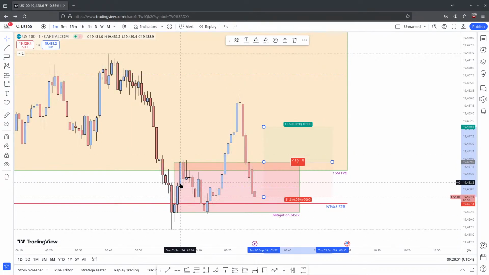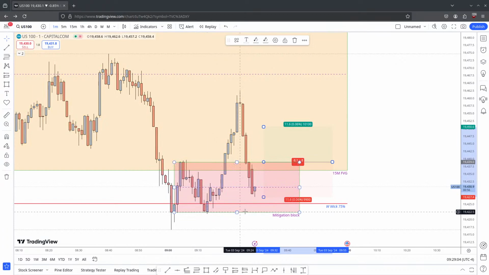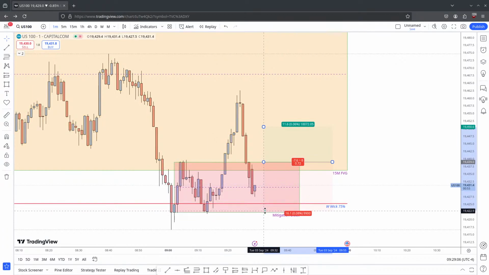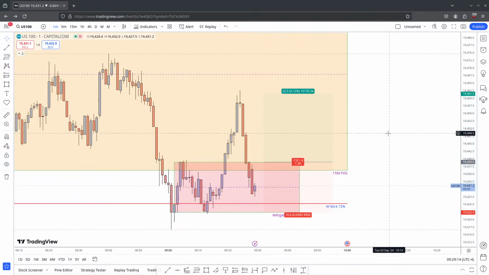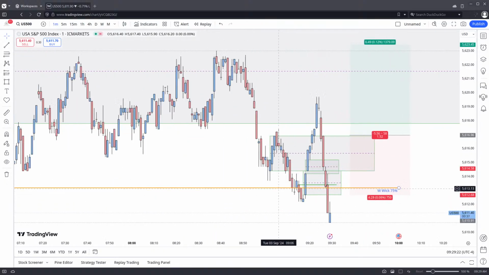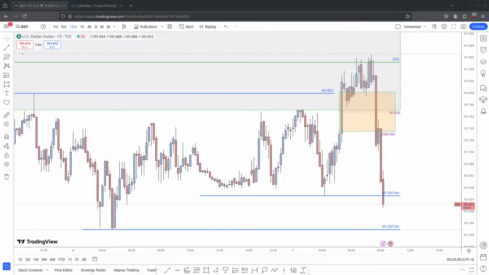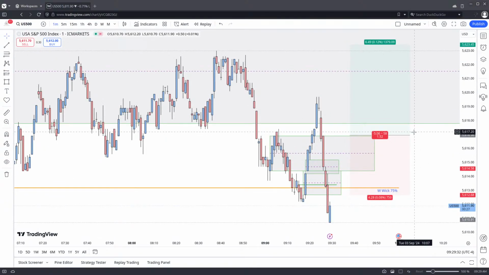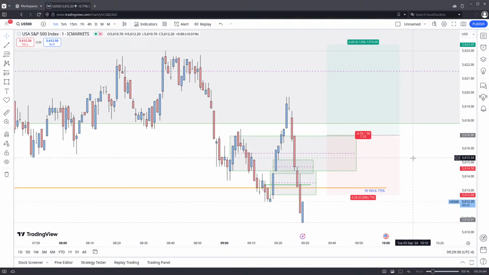We have that mitigation block, order block. The stop would be at this low. You'd be looking for 12% higher, right about at this high. Just outlining that. So no rejection. Push down lower. No rejection. Trading along with the dollar index. Pushing lower. So far low probability. Nothing I really wanna put anything into here.